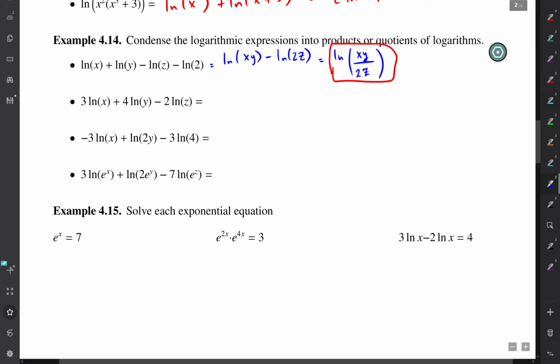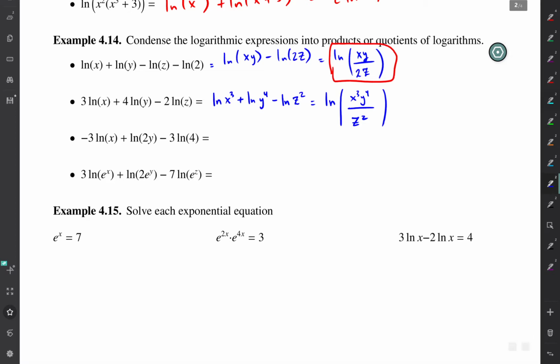Okay, in the second example we need to use the power rule, and then we'll make it a product and quotient. So to start off, we make this ln of x cubed plus ln of y to the fourth minus ln of z squared. And then when we condense down into one product or quotient, we get ln of x cubed times y to the fourth over z squared. Again, anything that you subtracted goes in the denominator. Anything you added becomes a product in the numerator.